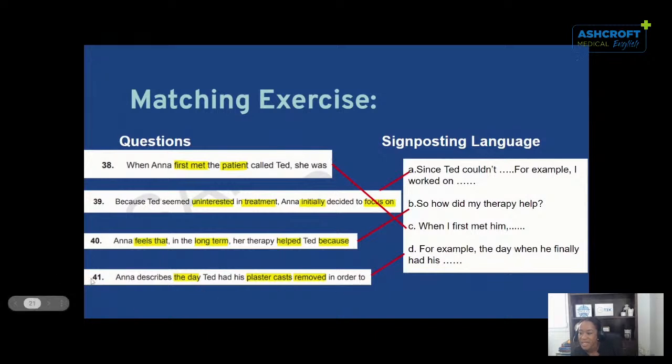And then finally, number 41, we can see that we're trying to listen for signposting language that relates to this, and this is the best fit here. Keywords were helpful as well. Okay, so hopefully you managed to get a few of those. If not, don't worry, it all gets easier with practice.